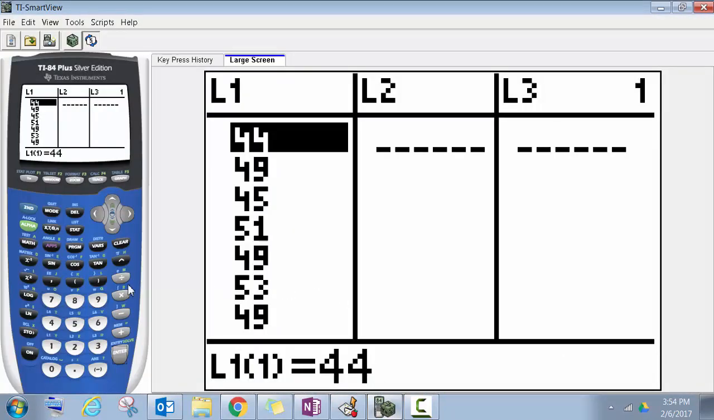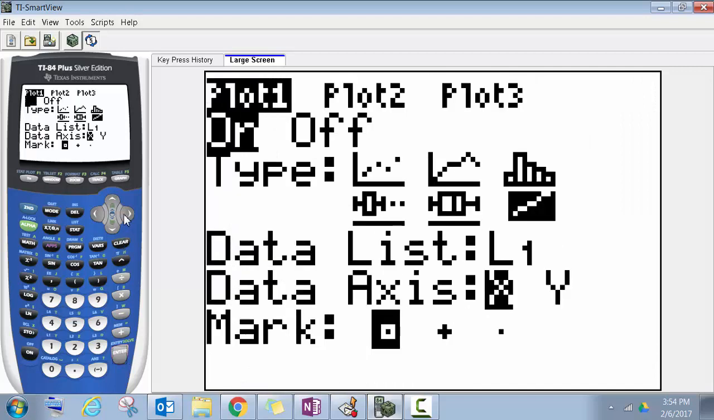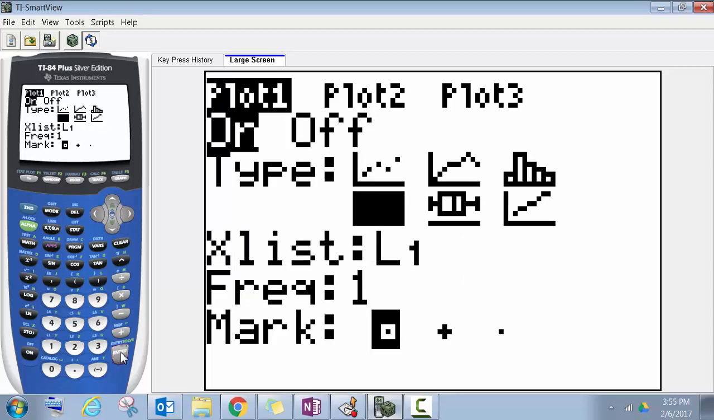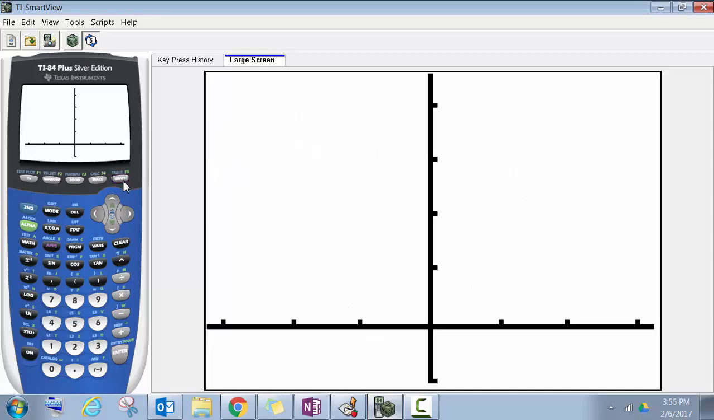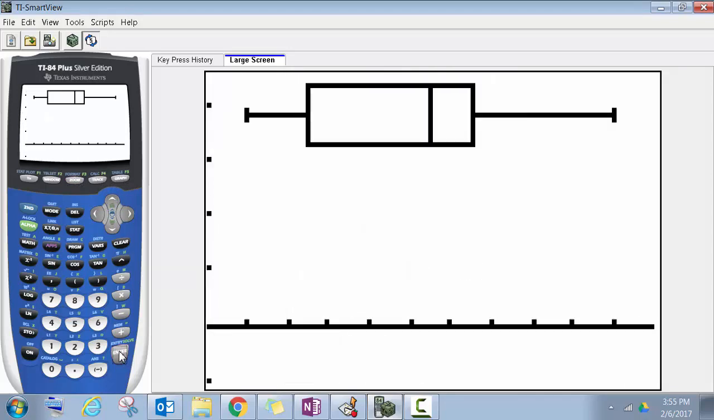We're using the 84. We put in our data. We have to go to second Y equals, do the plot, and we want to turn it on if it's not on. First we'll do the box plot. We hit graph. Oh, that's not what we want, so zoom, and number 9, ZoomStat. There we go, we got a box plot, no outliers.